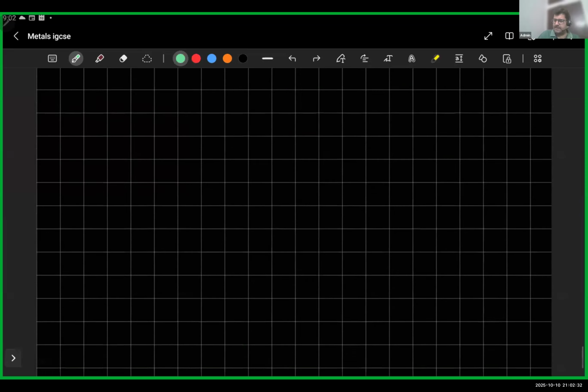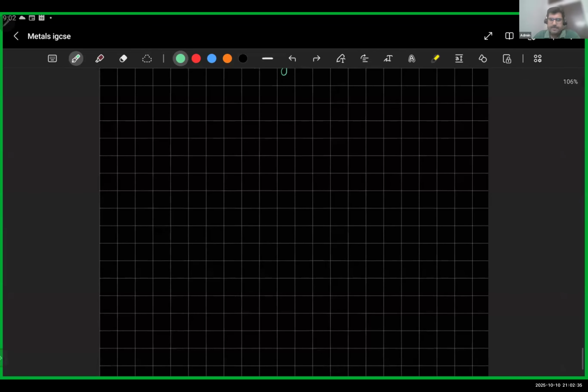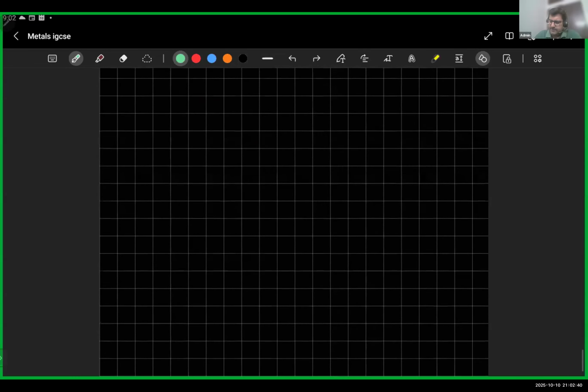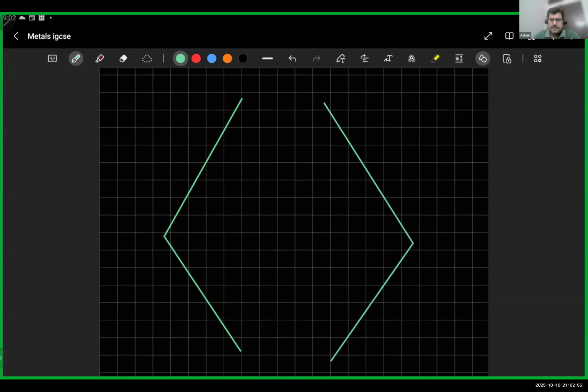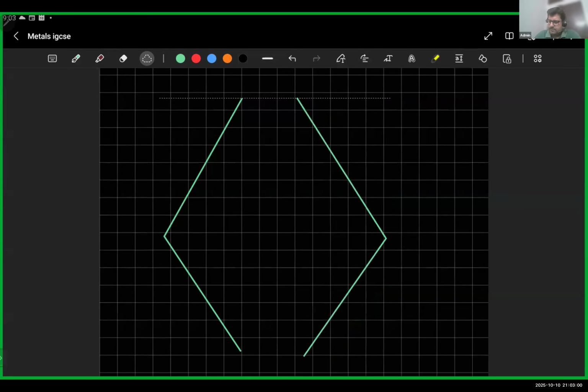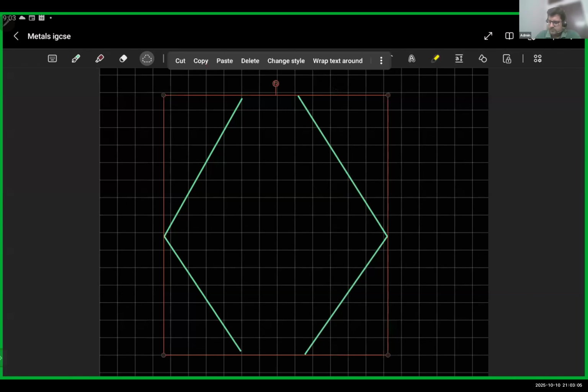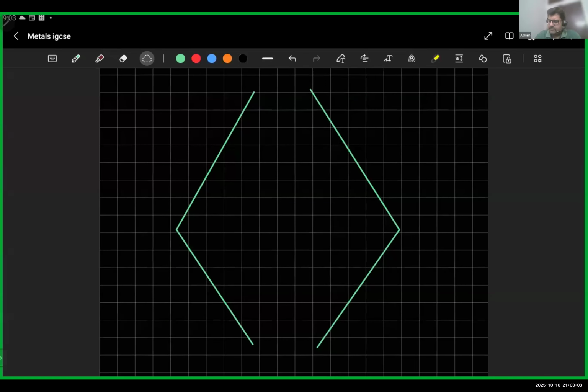Now, how is iron extracted? It's extracted in a blast furnace. If you can see the screen, we're going to draw a blast furnace. Something like this. Let's put it in the center. This is your blast furnace.